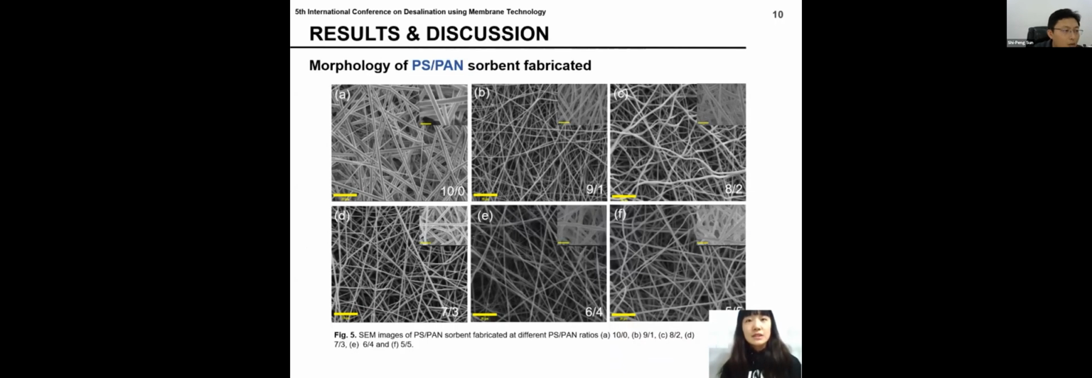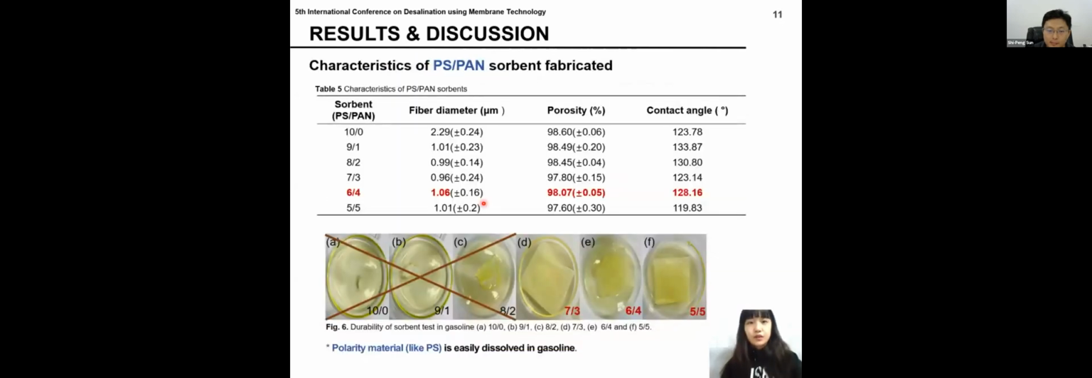Then, results and discussion. Firstly, PS-PAN sorbents were fabricated using electrospinning at different PS-PAN ratios. From the SEM image, it was found that the fabricated sorbent has a nanofibrous structure without any spherical bead structure. This table shows some characteristics of the PS-PAN sorbent. It has high porosity, more than 97%, and the water contact angle slightly increased with PAN addition to PS. The figure below shows the durability test using gasoline. PS was easily dissolved in gasoline, but a high ratio of PAN in PS-PAN presented stronger durability, and from 7 to 3 of PS-PAN, they did not dissolve in gasoline.